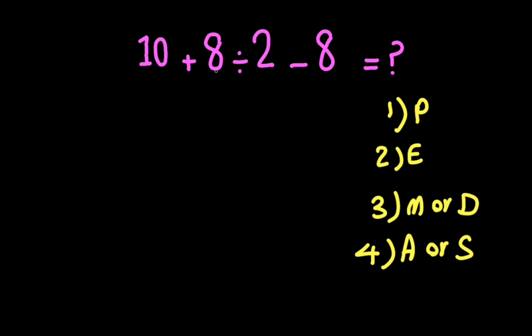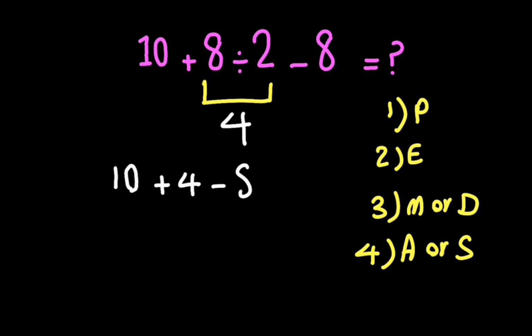So, 8 divided by 2 gives us 4. Now, let's rewrite the expression: 10 plus 4 minus 8. And as we know, addition and subtraction are equally important, so we have to solve from left to right.